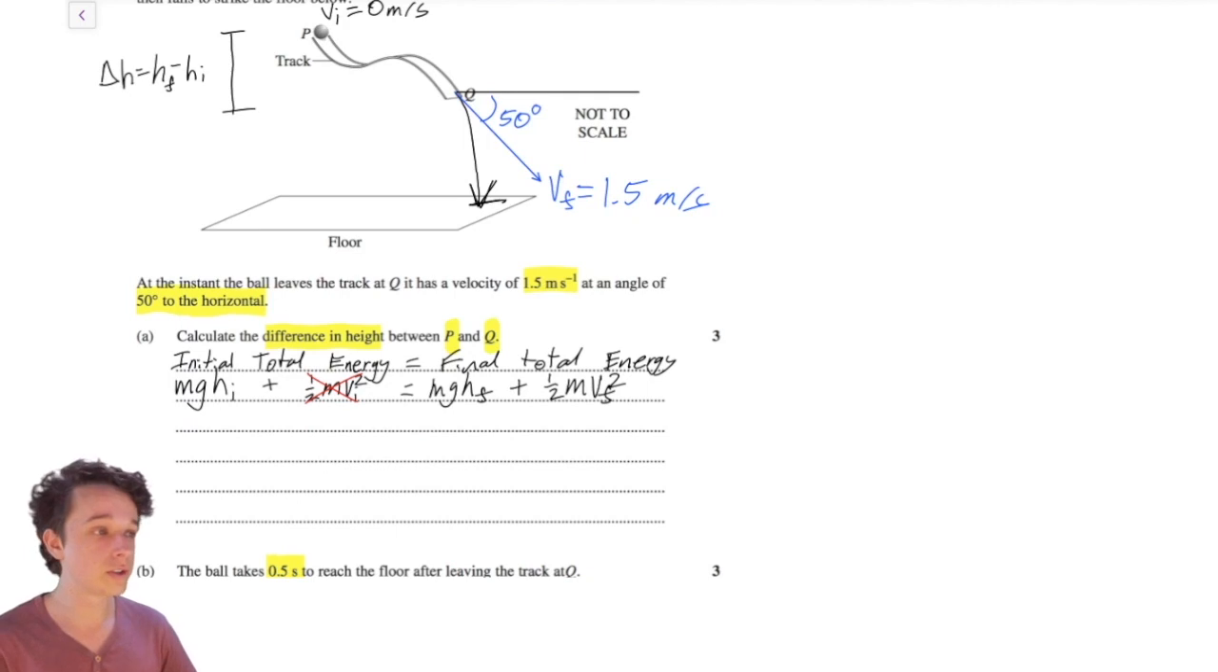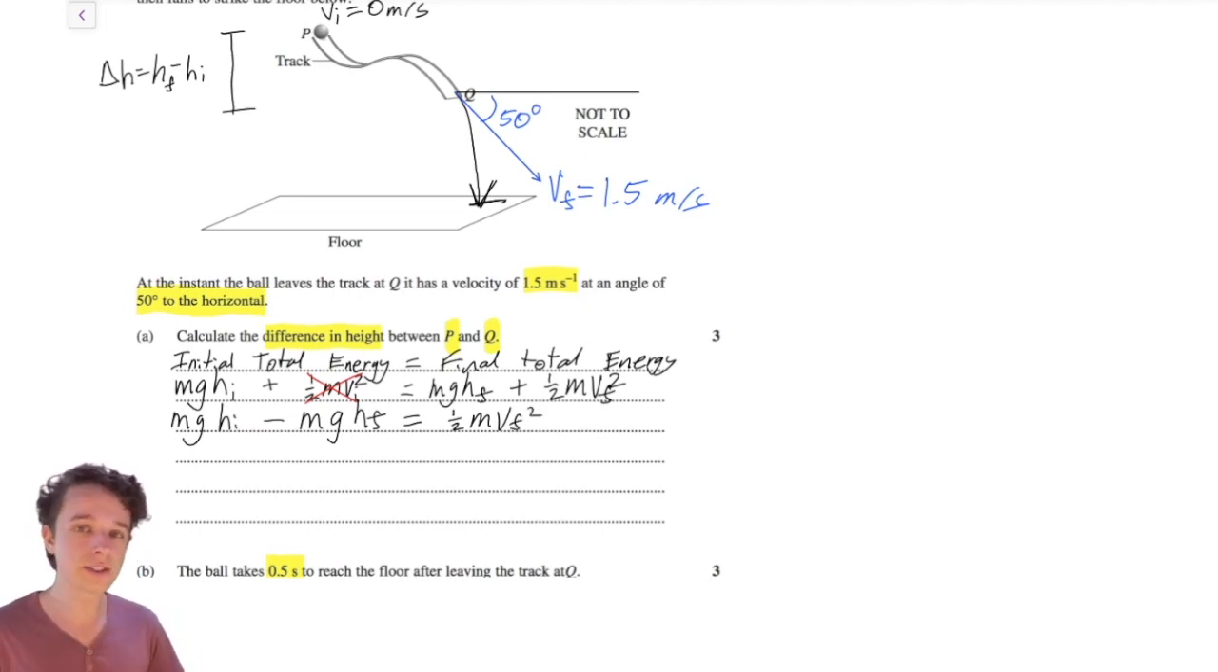And now what I'm going to do is rewrite the equation mg h_i, except I'm going to take this mg h_f term to the other side of the equation. So this is going to be mg h_i minus mg h_f, and then with the remaining half m v_f squared. The next thing we're going to do to simplify this equation is cancel out the m's, right? Cancel out the mass terms.